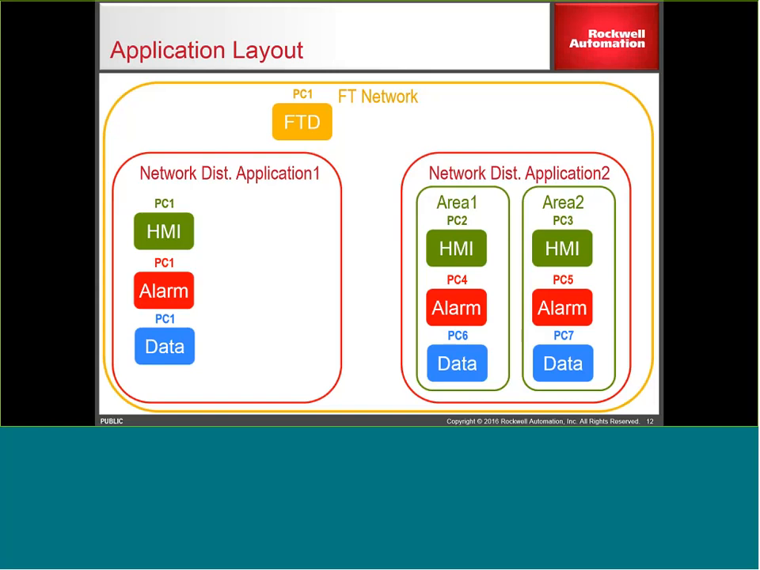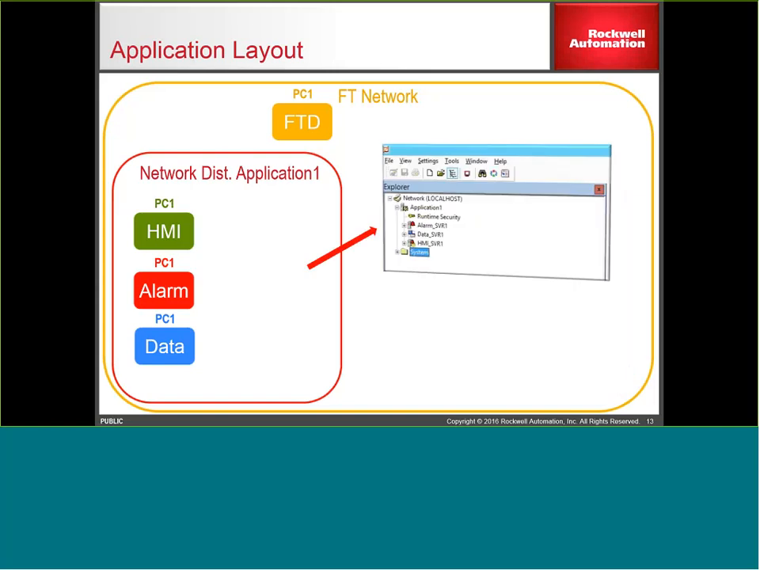On the right-hand side, we have our second network distributed application, right? But inside of him, we have two different areas, or two different folders. They look like folders. You'll see that in a moment. And inside of our area 1, we have a single HMI server, alarm server, and data server. And inside of area 2, we have a single HMI server, alarm server, and data server. Just showing you what that looks like in FactoryTalk View Studio, this is what application 1 would look like, right? All of these guys hosted on the same PC here.